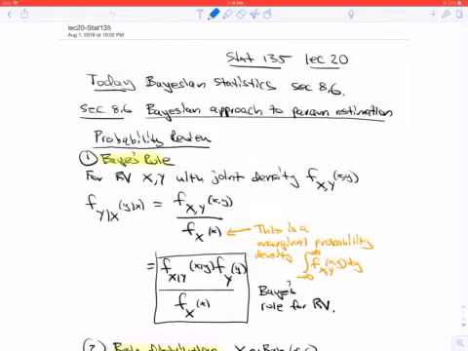Hello, this is lecture 20, Stat 135. This is the last regular lecture on Bayesian statistics. Today we're going to cover section 8.6, Bayesian approach to parameter estimation.